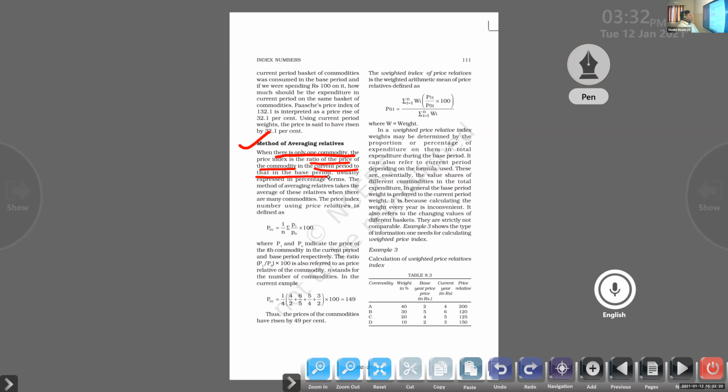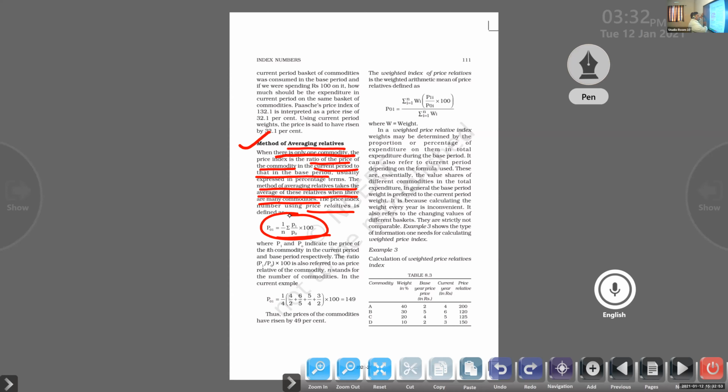The method of averaging relatives takes the average of the relatives when there are many commodities. If there are many commodities, we use this method. The price index number using price relatives is defined as P01 is equal to 1 divided by n sigma P1 divided by P0, multiplied by 100. Underline that equation.